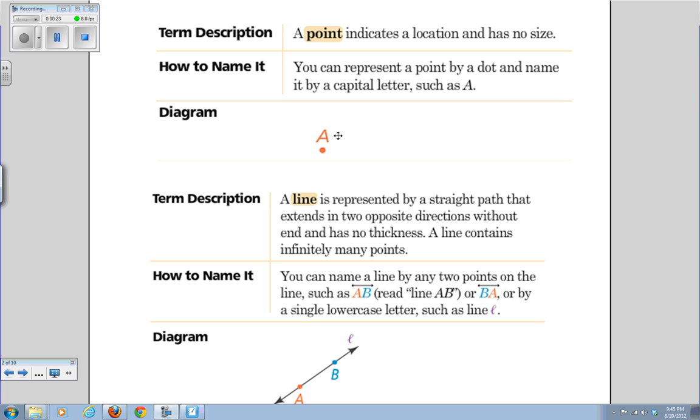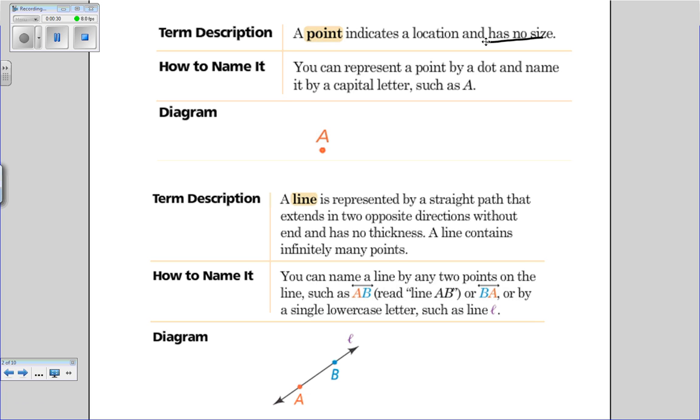Alright, so you can describe a point. This is a point right there. It looks like a dot. But the thing about a point is it has no size. We can say that it's in 0D. It has 0 dimensions. It doesn't go up, down, left, or right, forwards or backwards. It's just kind of a spot in space. We name a point by a single capital letter. So this is a capital A, this is point A.